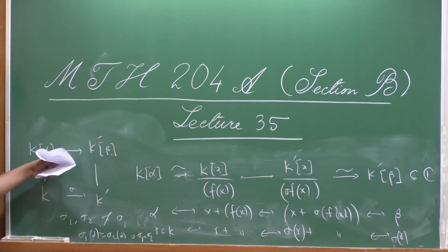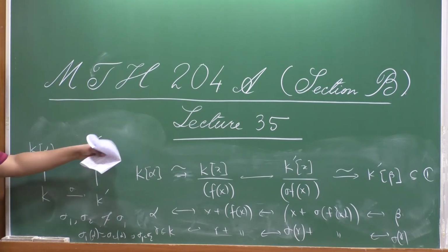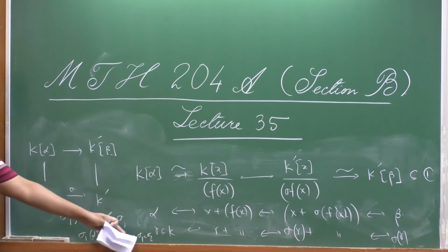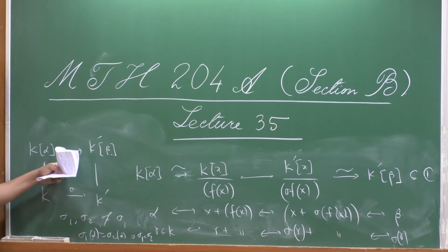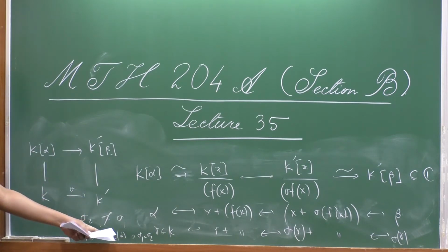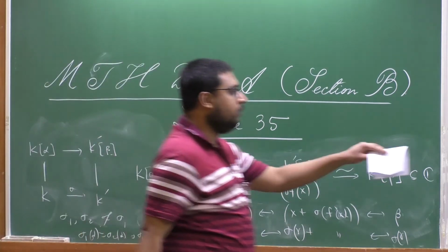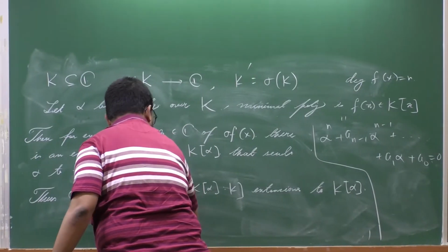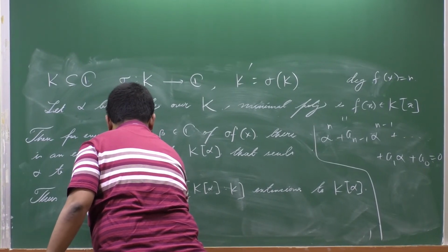Because here the elements are polynomial expressions in alpha. So sigma 1 of that polynomial expression will be the same as sigma 2 of that expression, because both extend sigma and they agree on alpha. So therefore, in view of all this, we now see sigma has exactly n extensions.